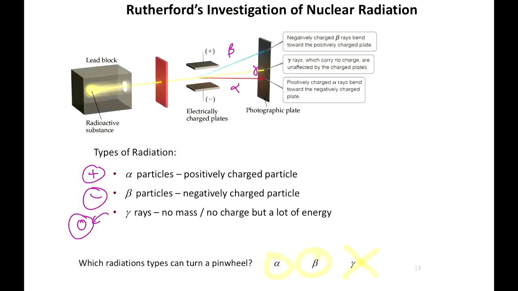Gamma rays are undeflected by an electric field. That's true. But why is it undeflected? It has no charge. It's true that gamma rays don't have mass, but that experiment does not prove it. What experiment will prove a gamma ray has no mass? Yeah, it's the pinwheel experiment.